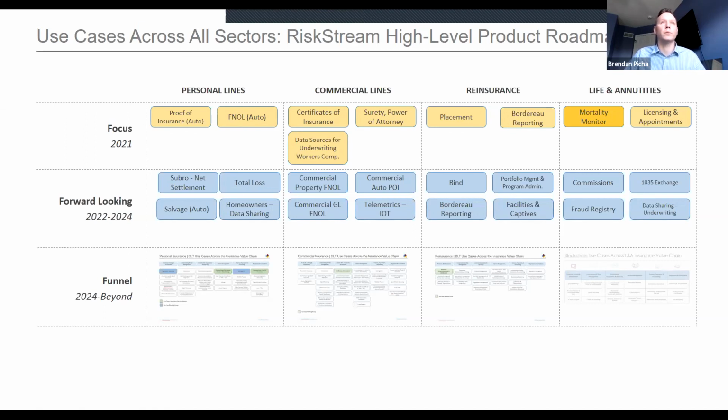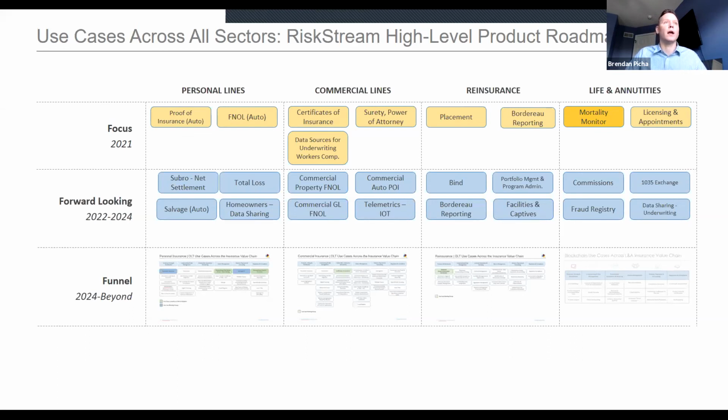Reinsurance, we've worked on a placement use case, and we're also currently working on a bordereau reporting use case. And then life and annuities, licensing and appointment, we have a summit coming up for that, April 22nd at 11 a.m. And we can follow up with a registration link for that. But what we're here to talk about today is Mortality Monitor and the success of that.